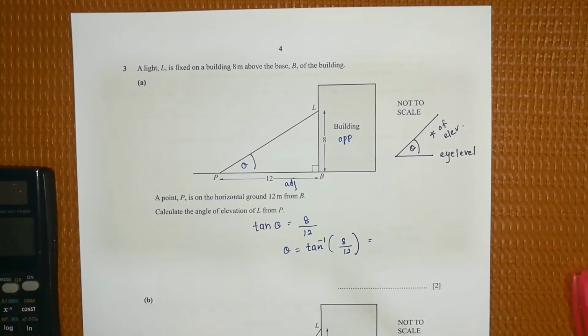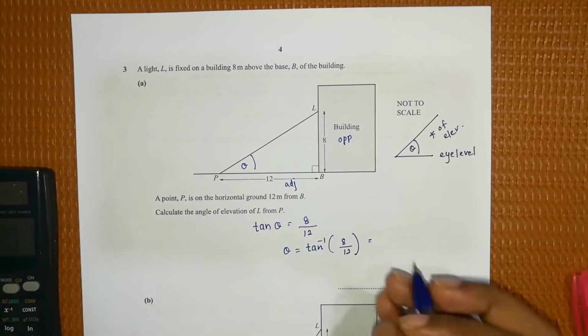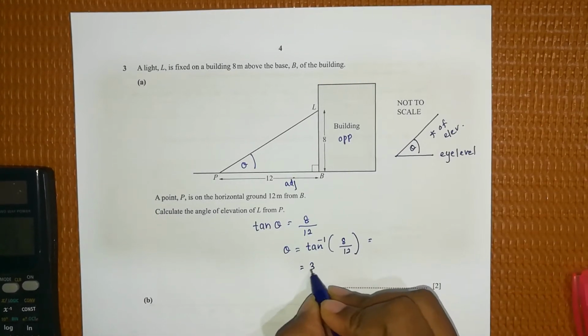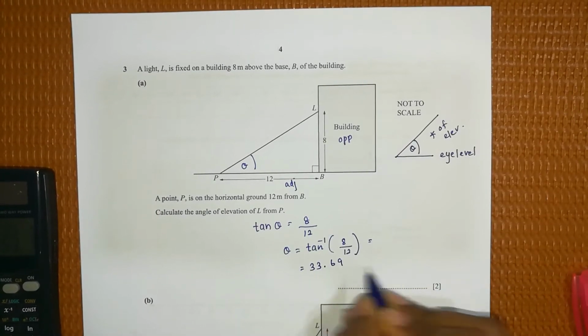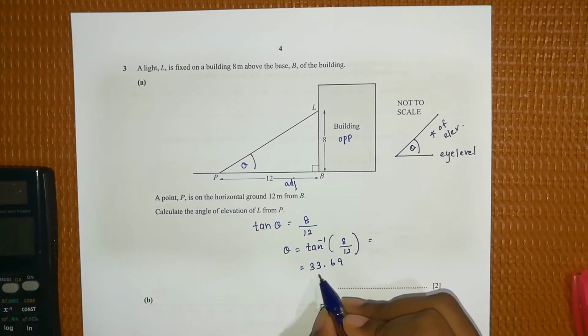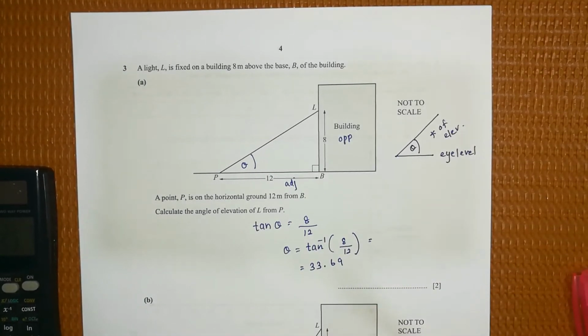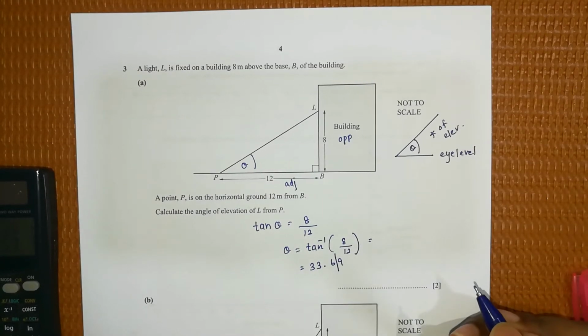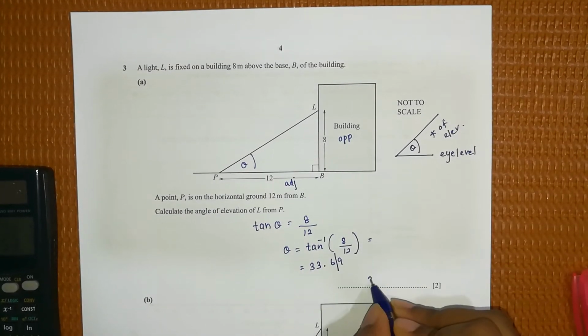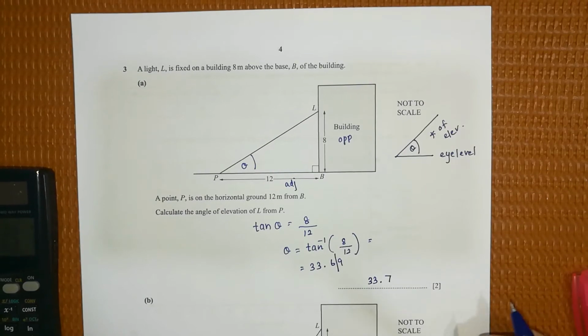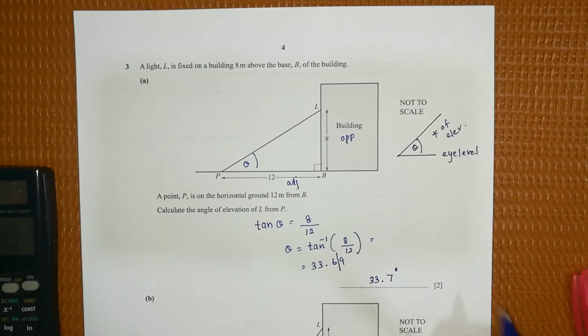So the answer is 33.69 and so on. Now this is an angle. Therefore we have to leave this in 1 dp. Here 9, so we have to add 1. So the answer is 33.7 degrees.